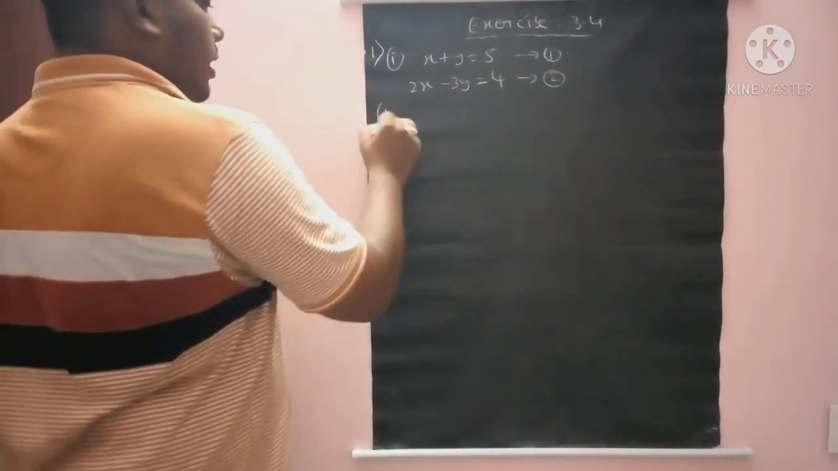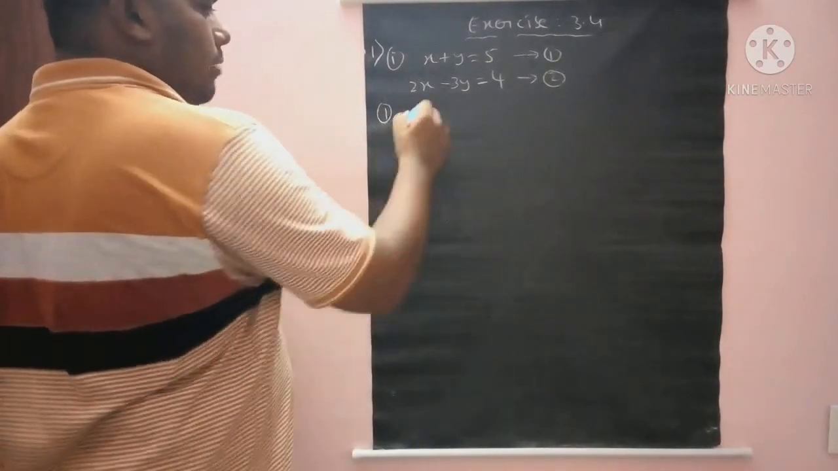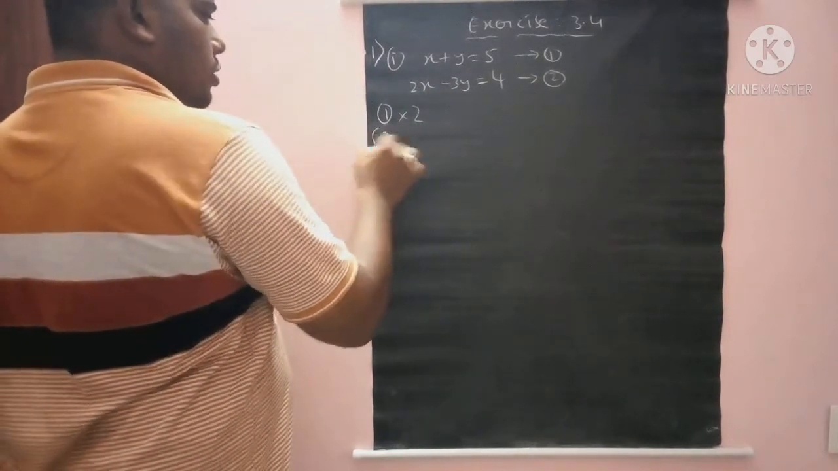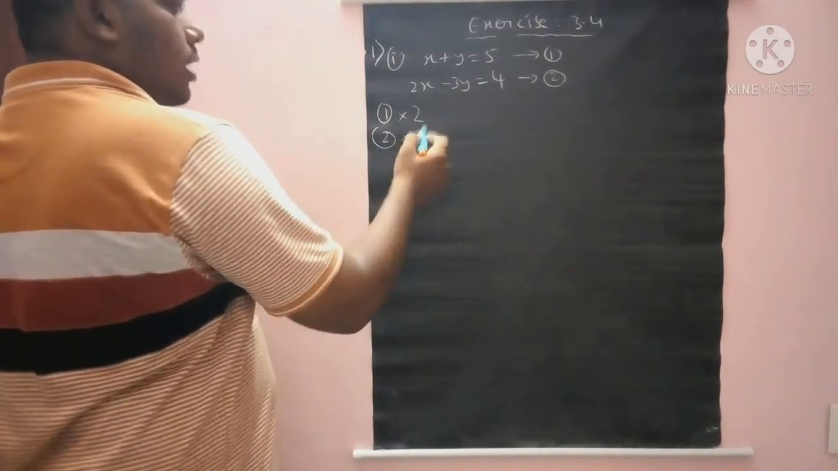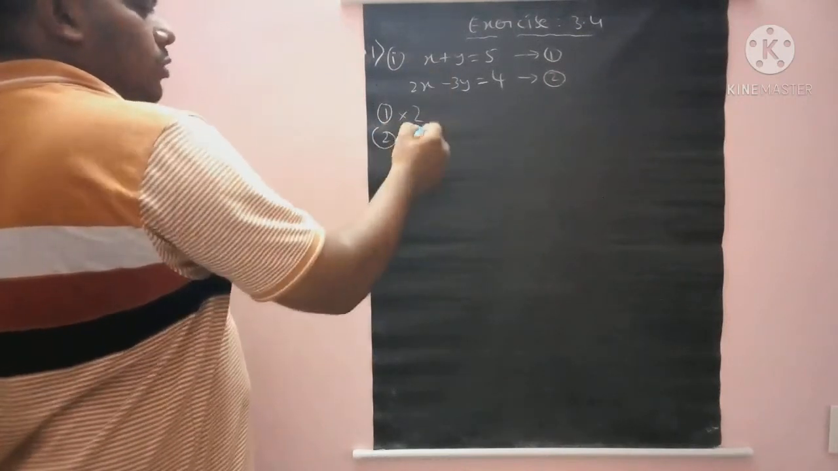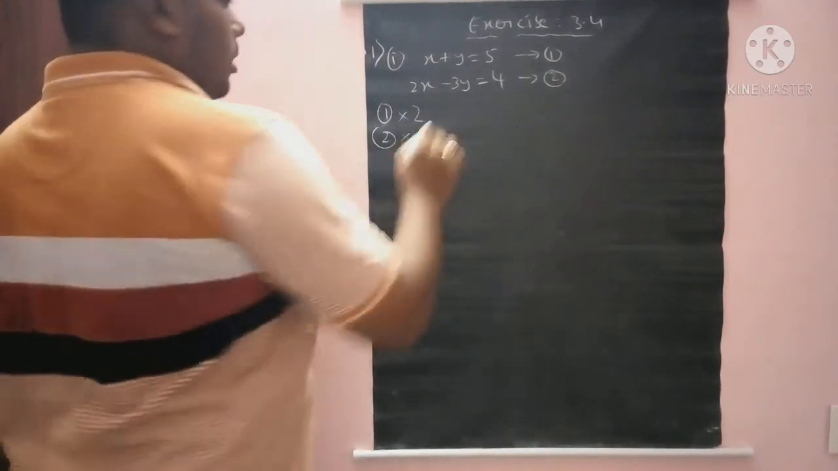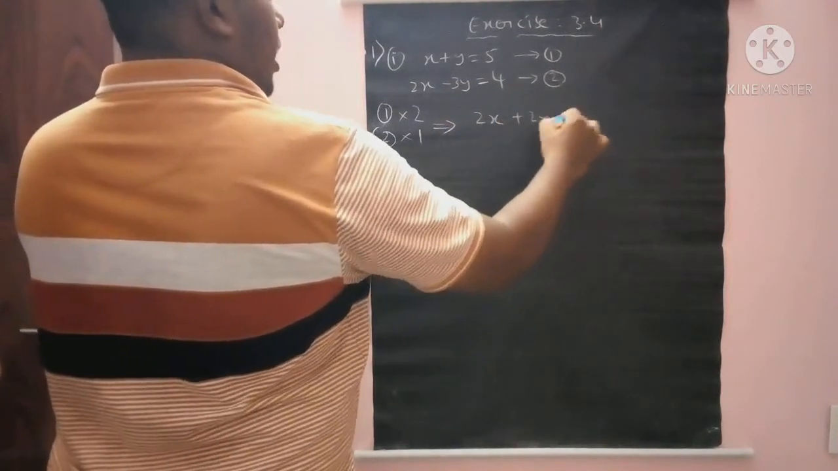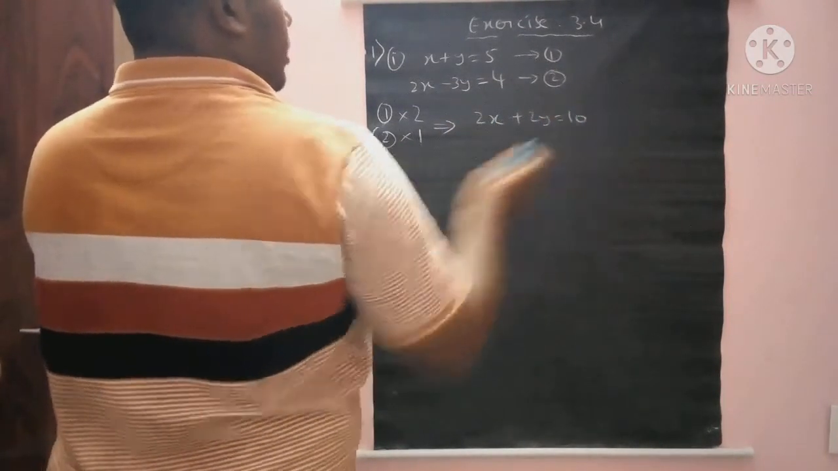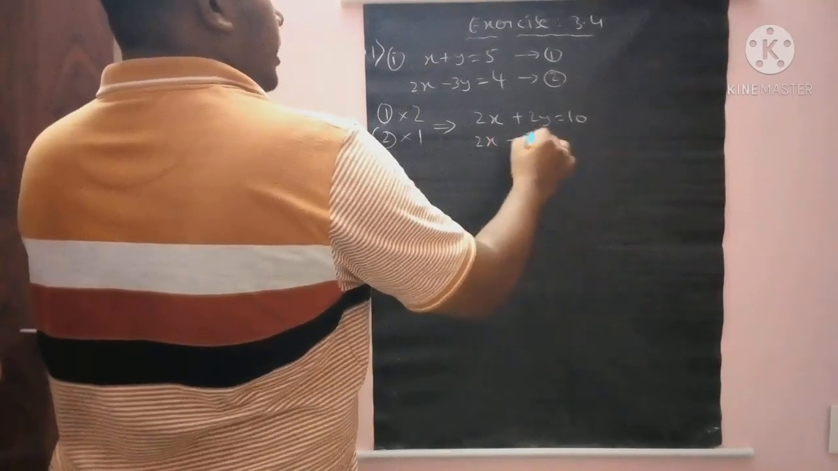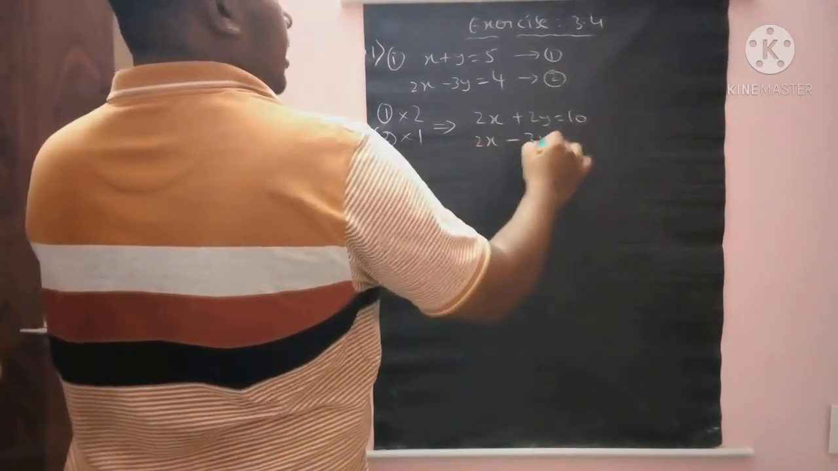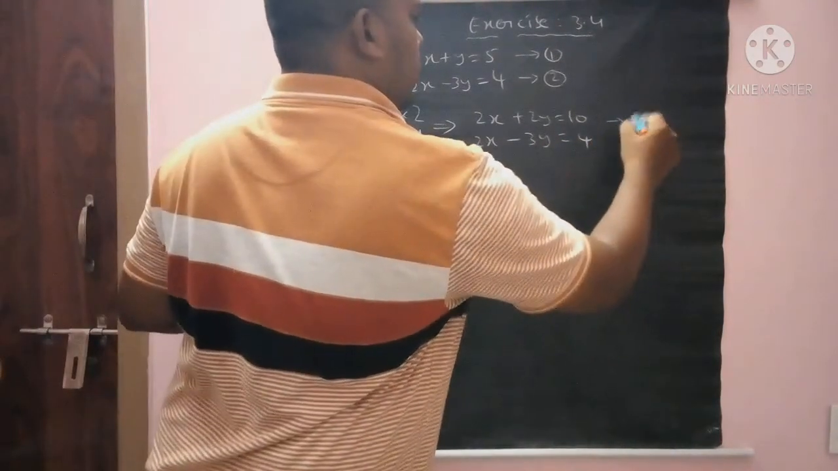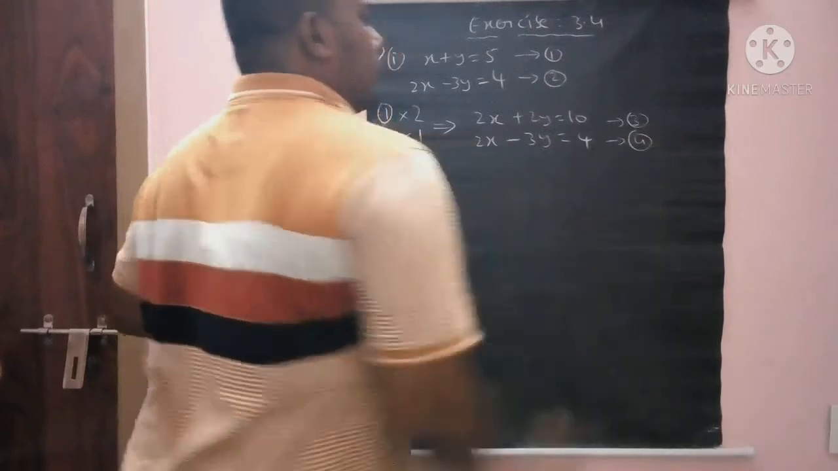So as usual, equation 1 should be multiplied with equation 2's x coefficient, that is 2. Equation 2 should be multiplied with equation 1's x coefficient. There is no value, which means that is 1. That will result in 2x plus 2y equals 10. Then 2x minus 3y equals 4. Suppose it is 3 and 4.